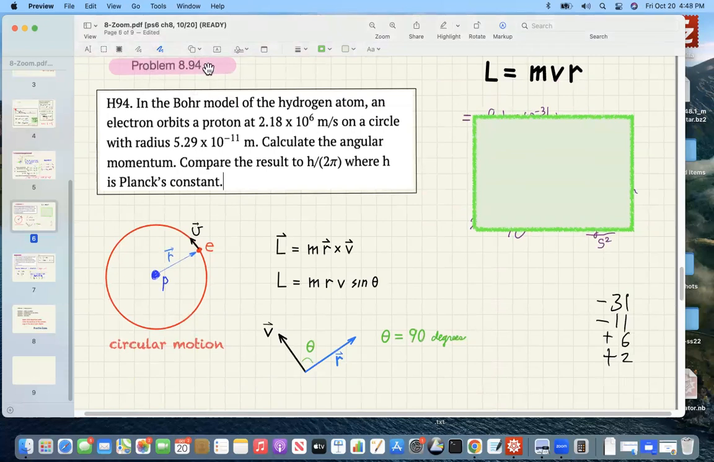Problem number 894 has to do with a particle moving on a circle. The Bohr model of the atom, which you may have studied if you've taken chemistry, has an electron circling around a proton. So this is like a hydrogen atom. A hydrogen atom has a nucleus, which is a proton, and an electron that circles around it. That's the Bohr model. The angular momentum is mRV.